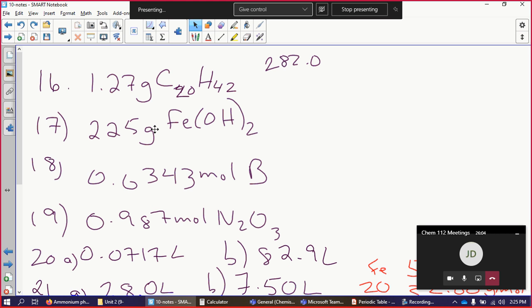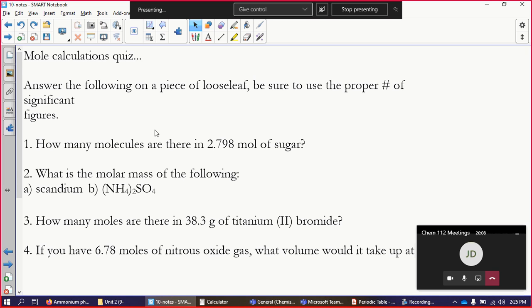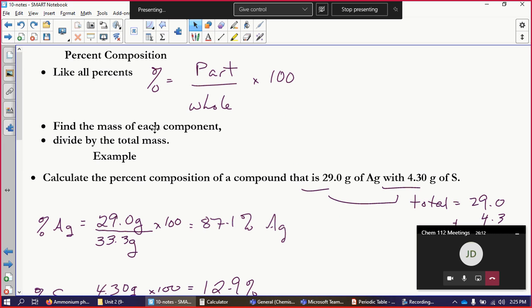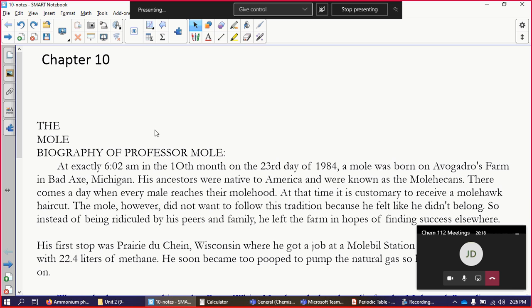I'll probably put some questions up to do. I might even just do something like the O's. We'll talk a little bit. I might put these up: percent composition, empirical formula.